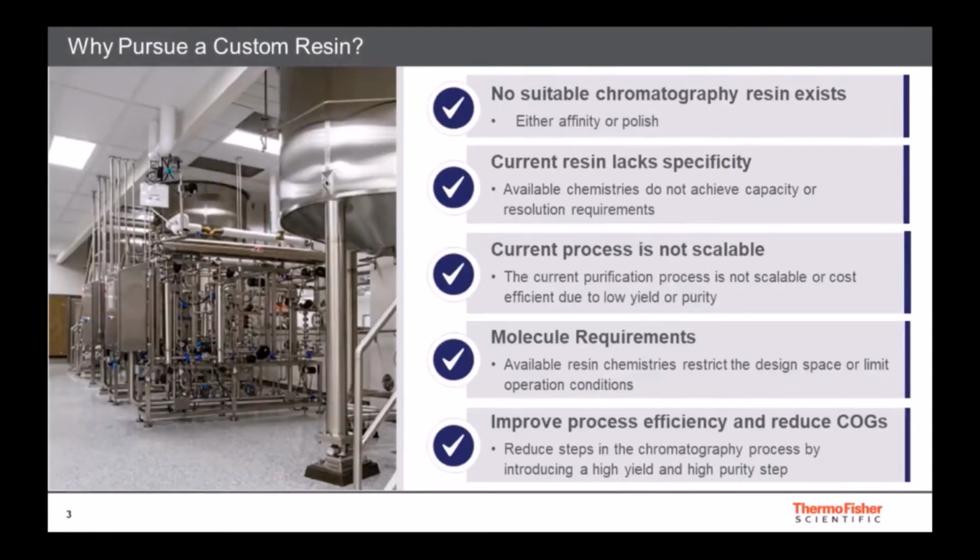The current process may not be scalable. You may have inherited a process from R&D that uses research use products that really aren't suitable for bioprocess manufacturing. Also, your molecule may be unique. You may have some challenges with that, and you may need to expand your design space in order to create a robust process. And then lastly, you may want to improve the process efficiency and the cost of goods. That's always a fundamental goal with chromatography and with downstream processing, but when you're trying to create a custom resin, it's even more important.